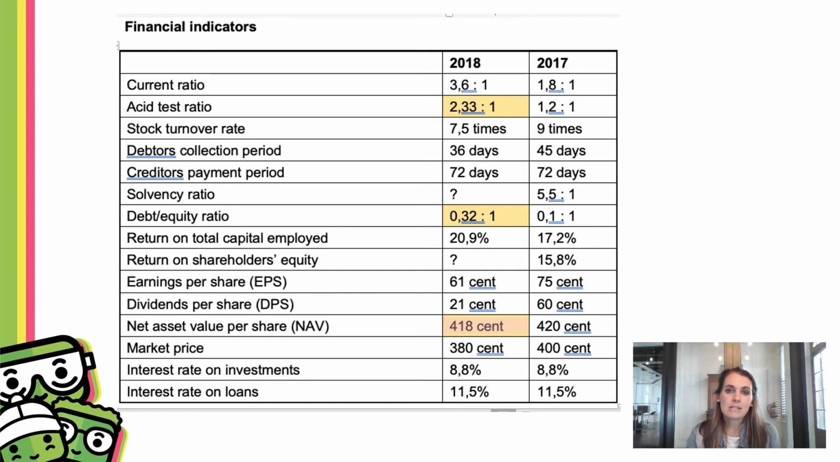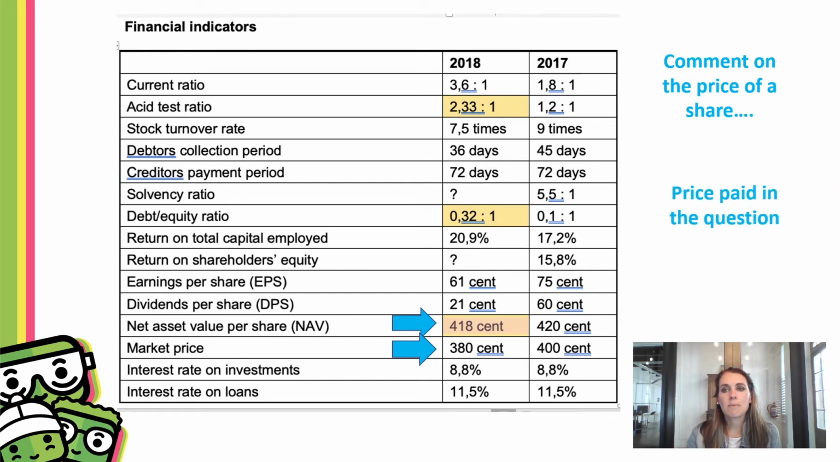So share prices is also a tricky one because there's a lot of different things that you need to include in your answer when you comment. So let's look. Commenting on a price, you need to look at the net asset value. You need to look at the market price only of the current year, which is 2018 in this case. And then we look at the price paid in the question. This can now be for shares bought back or for new shares issued. They can swing it either way. You then just use the price in the question.